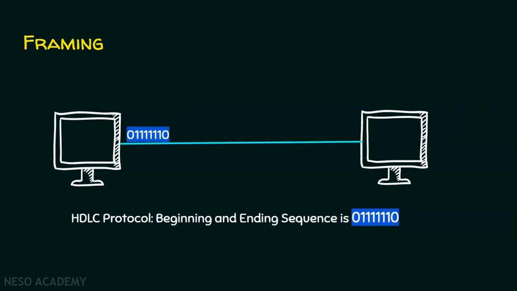Let's see an example. Suppose this is the sender and this sender is going to send some data to this receiver. And here the common protocol they agree upon for framing is HDLC. So if it is HDLC, obviously the beginning sequence will be 01111110 and the ending sequence will also be 01111110. If this sender sends some data, there will be a beginning sequence followed by other fields and there will be an ending sequence. So in this case, this data is being sent and it is received by the receiver, and the receiver accepts this frame because there is no problem with the group of bits that are transmitted.